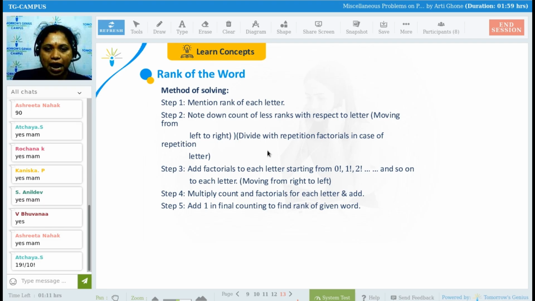See what is the rank of a word. If I give you certain letters, like I'm keeping my name only, A-R-T-I, and I ask you what will be the position of the word ARTI in the dictionary, what will you answer? First, you will take single letter words, obviously A only. Then two letter words, AB, AC, AD. Then AR will come.